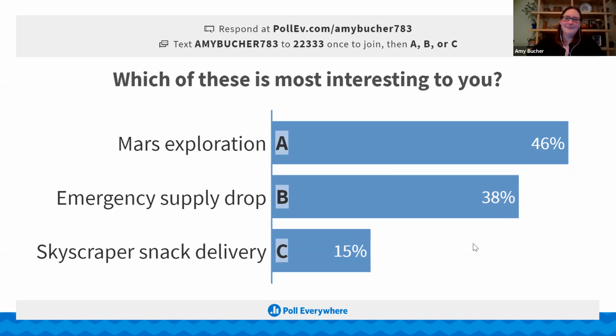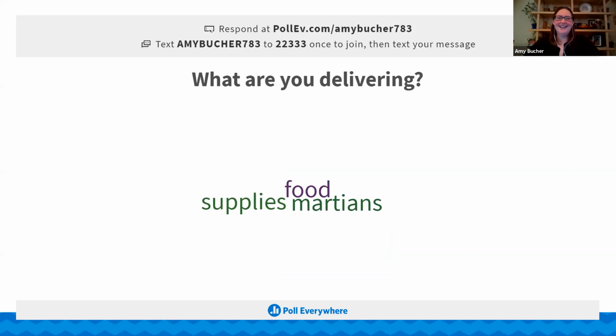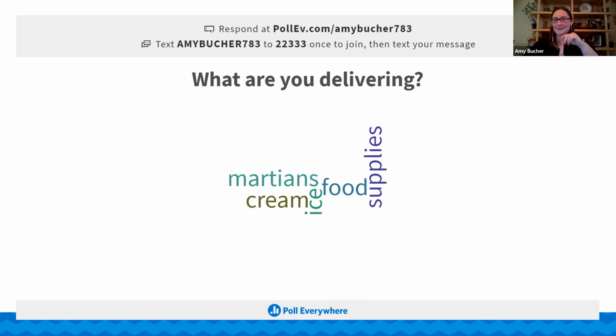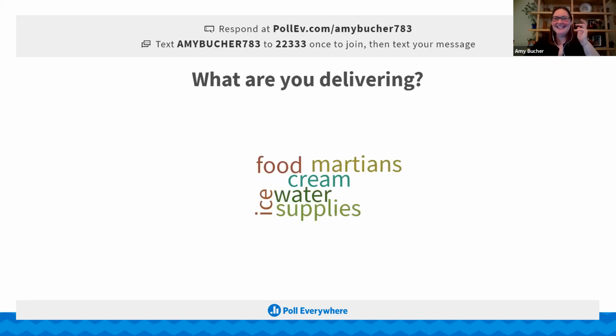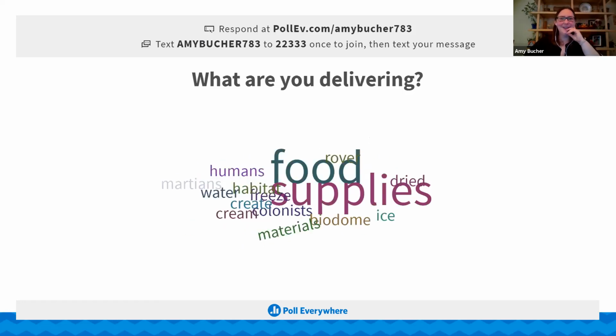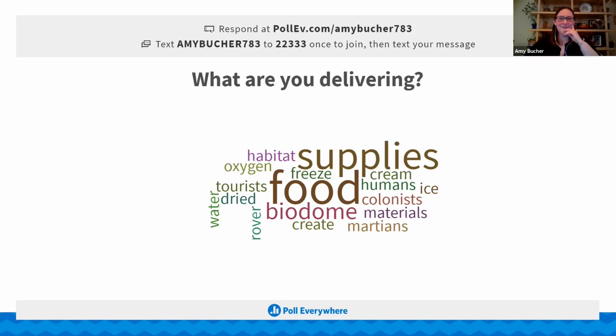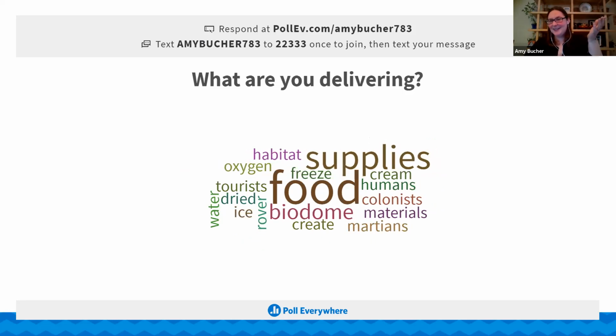So the next question I have for you is, in this challenge, we're going to be dropping or delivering something. What would you like to deliver in our Mars exploration? So we're sending something to Mars. What are we dropping or delivering on Mars? I'll give you a chance to just type that in. Martians, okay, supplies, food. And you can upvote things by texting them again and again, just a tip. Ice, water, a biodome, a rover. Supplies is winning out so far, but feel free to add on to that. Food, oxygen, a biodome.